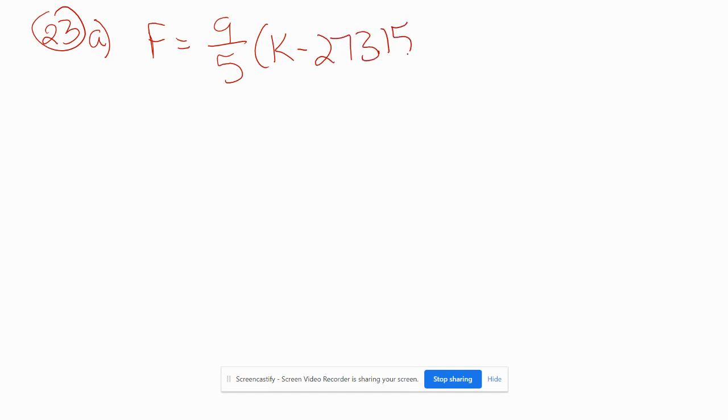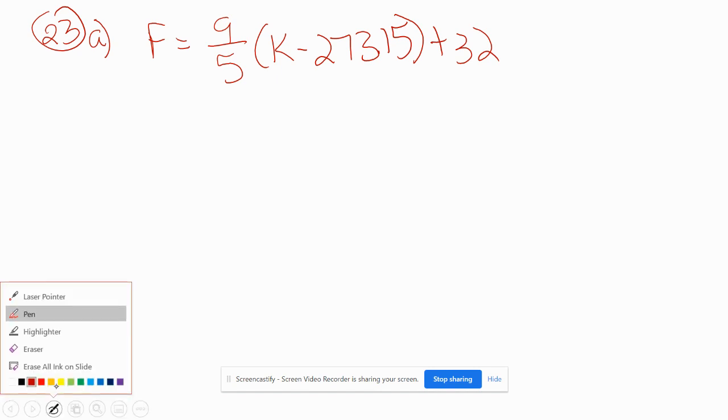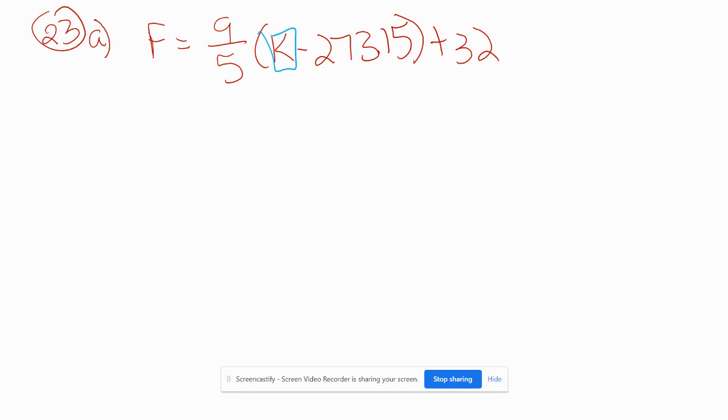All right, 23. This is a pretty long equation in 23. Basically, what part A is asking us to do is we have an equation that tells us how to get Fahrenheit if we know the temperature in Kelvin. They want us to change this to equal Kelvin. So we're trying to get that alone.